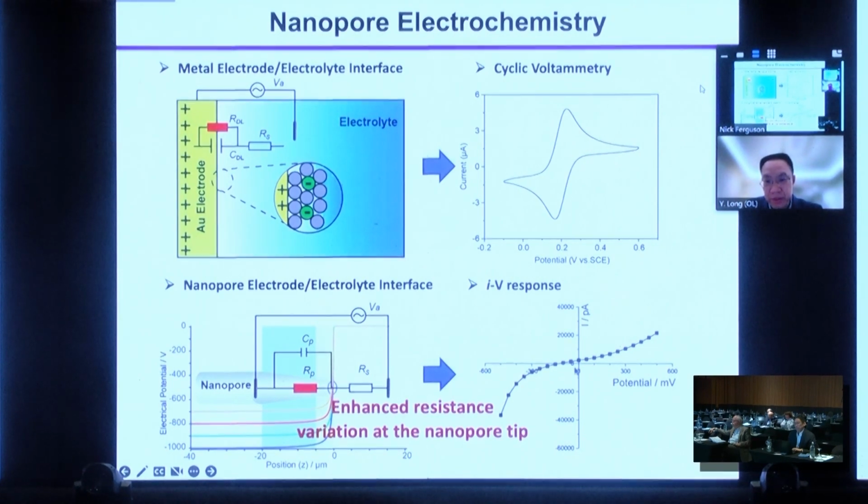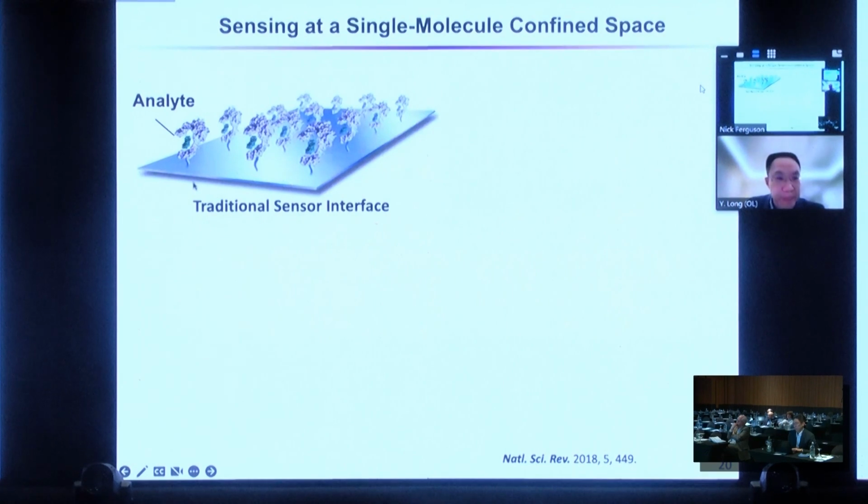Also, this means the current with the voltage, same as the CV voltammetry. So we think the nanopore is electrochemistry as well, and the pore is the electrode surface as well. So then, back to the traditional sensor interface.